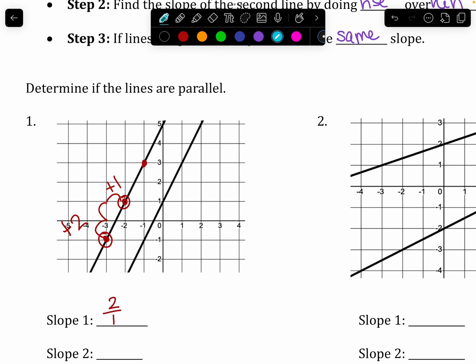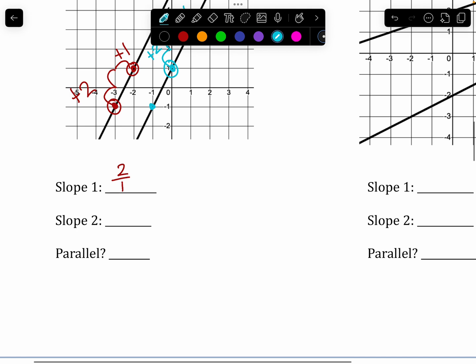Now I'm going to look at the slope of my second line. I'm going to go from the middle coordinate to this coordinate. I'm rising 2. I'm running 1. So my slope is also 2 over 1. I have to compare these two. If they are the same, then my lines are parallel. And a positive 2 over 1 and another positive 2 over 1 are definitely the same. So are they parallel? Yes, they are parallel.